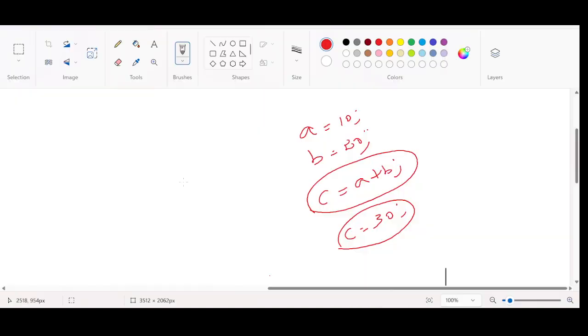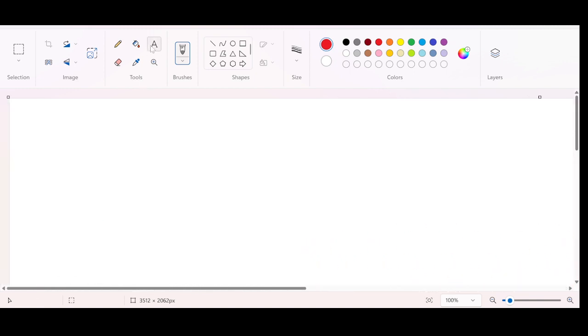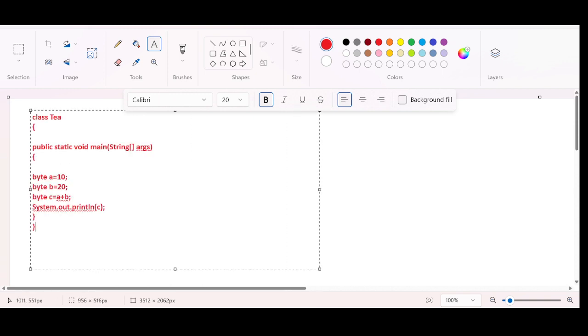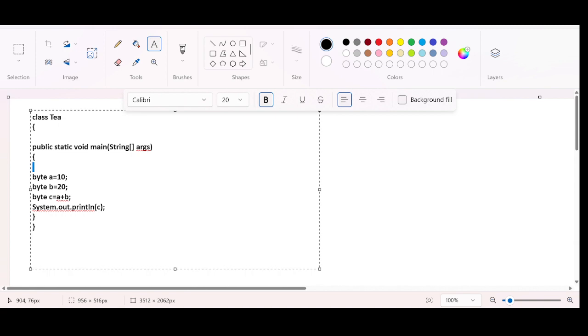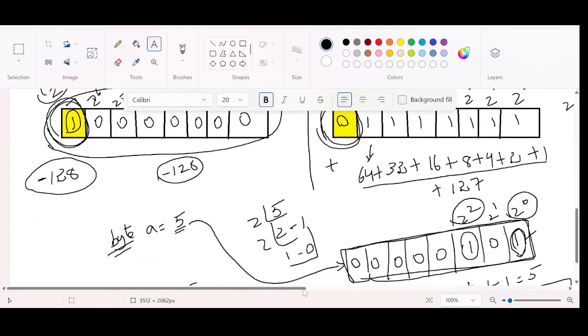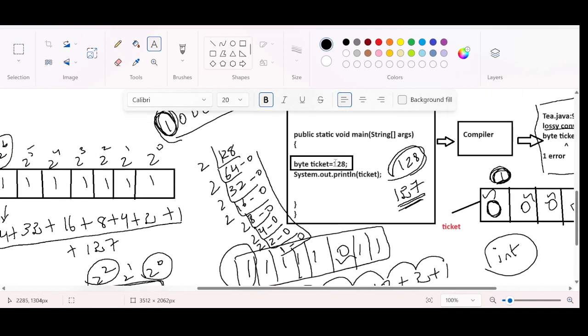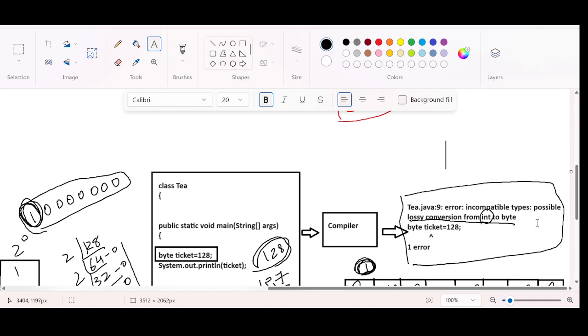You might be wondering that just now we said that byte is going to accommodate values from minus 128 to plus 127. Valid question. That is what I said. Earlier, I did a small change. I just assigned a value that is out of the range, which is 128. So it is obvious that I will be getting this error, possible lossy conversion.